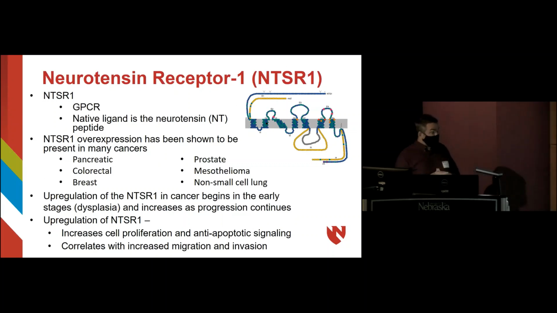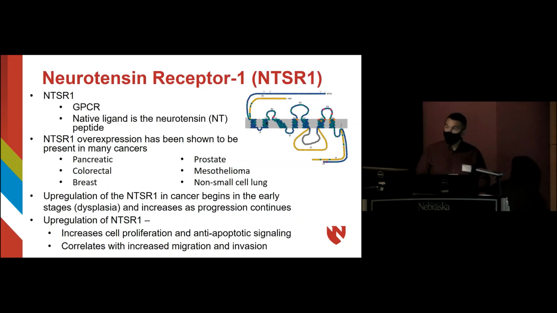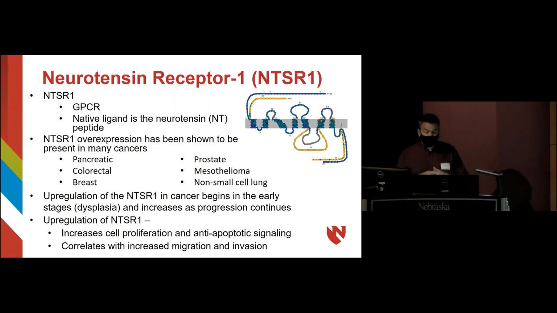Before I tell you about our approach, I'll tell you a little bit about our target. Neurotensin receptor subtype 1, or NTSR1, is a G protein-coupled receptor. It's expressed on a variety of cancers. Pancreatic, colorectal, and prostate are probably the ones we're most interested in in our laboratory. Upregulation of NTSR1 begins in the early phases of cancer and increases as the cancer progresses.